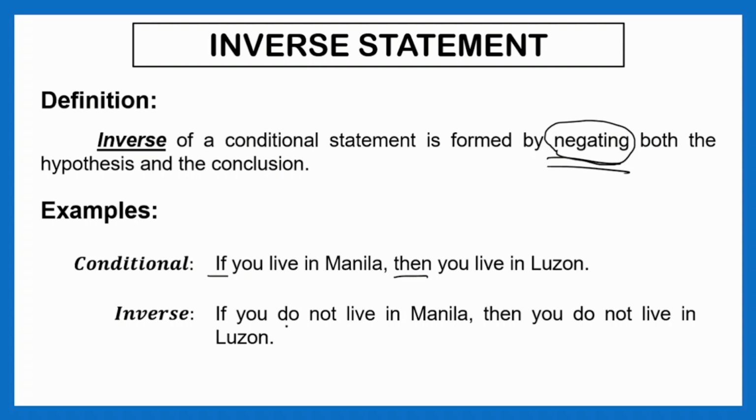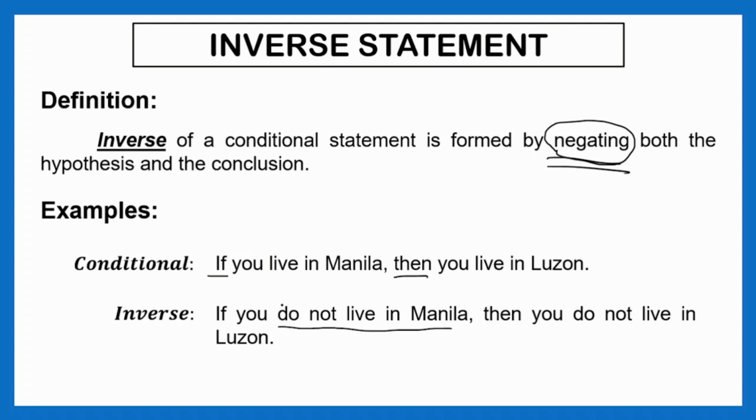Diba naging negative siya? Alright? Or, in other terms, ninegate natin ito. Binaliktad natin yung ibig sabihin ng hypothesis tapos ng conclusion. Alright? So, that's how you deal naman with inverse statement. I repeat, ninegate mo lang yung hypothesis at conclusion. There is no interchanging na nangyari. Okay? So, kung nasaan yung Manila, Manila pa rin sa unahan. Luzon, Luzon pa rin sa dulo. Ang naging kakaiba lang sa kanya is that, nagbago yung meaning niya, kasi naging negative yung meaning. Alright?